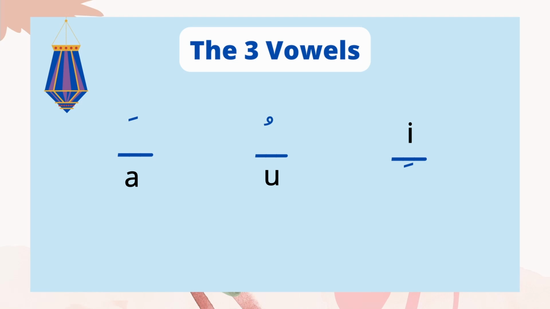The a vowel is called fatha. The u vowel is called dhamma, while the i vowel is called kasra. Both the a and u vowels are written above the letter, while the i vowel is written underneath it.